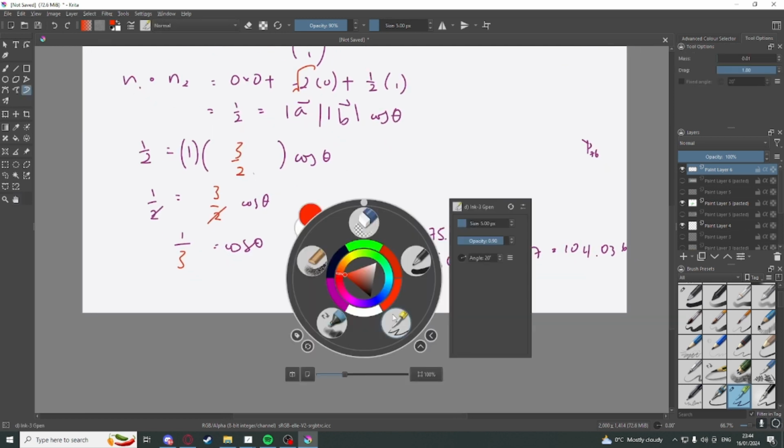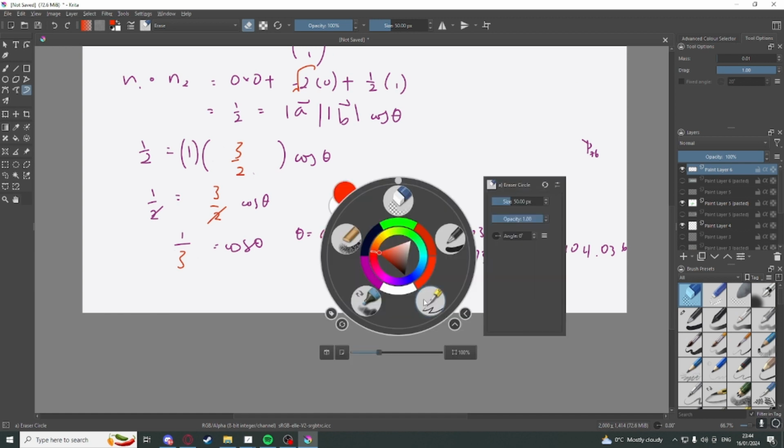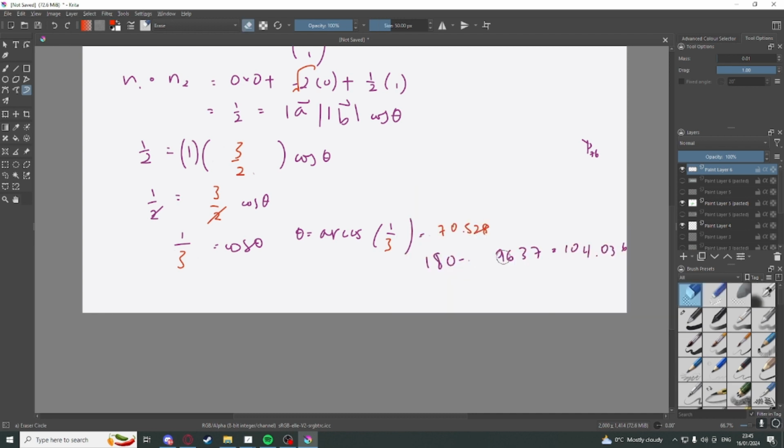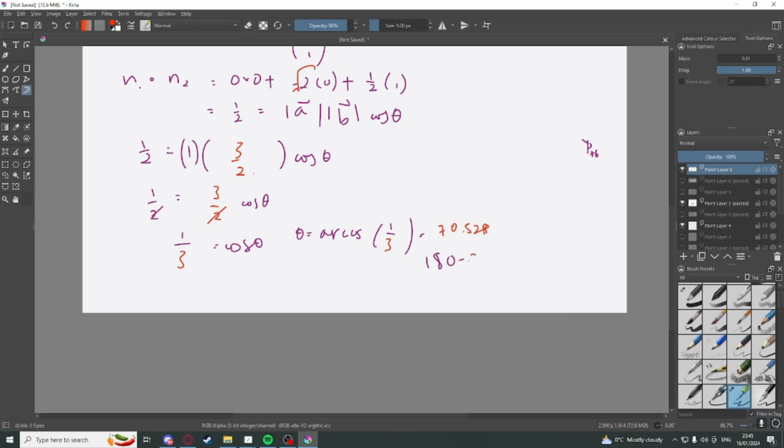And then theta, my angle between my bonds, is inverse cos of 1/3, which isn't 75 anymore. It's 70.528. And then 180 minus all of this, the answer is 109.47 degrees. And there you go. In chemistry, you are taught that the bond angle in a tetrahedral structure is around 109.5, and yes, this is around 109.5. There we go.